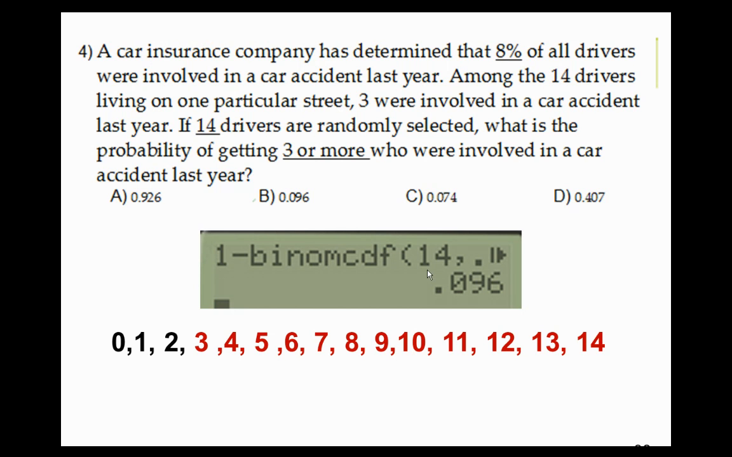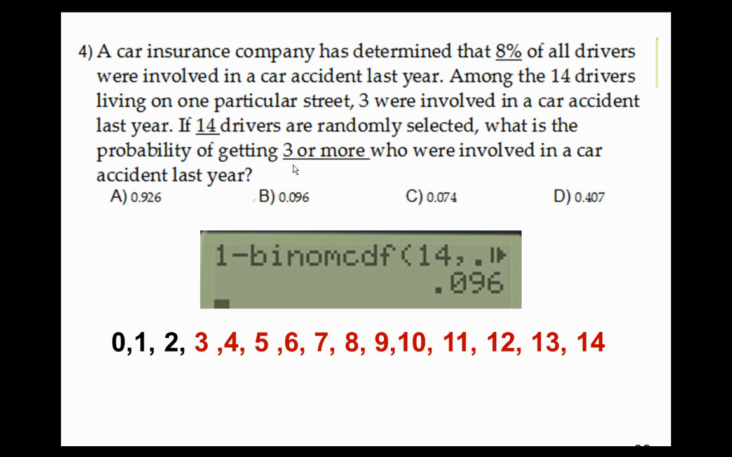All right, so you've got an insurance company where 8% of the drivers were involved in an accident. Among 14 drivers on one particular street, 3 were involved in an accident last year. If 14 drivers are selected, what's the probability of getting 3 or more that were involved? Well, 3 or more implies 3, 4, 5, 6, all the way to 14. It'd be crazy to find each one of these individually and add them up.